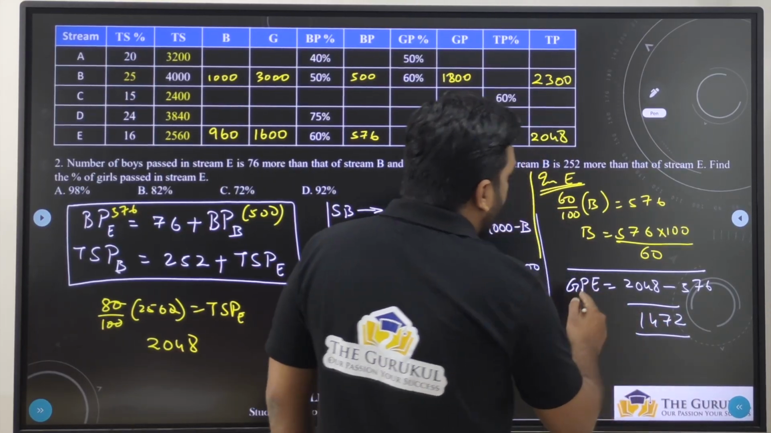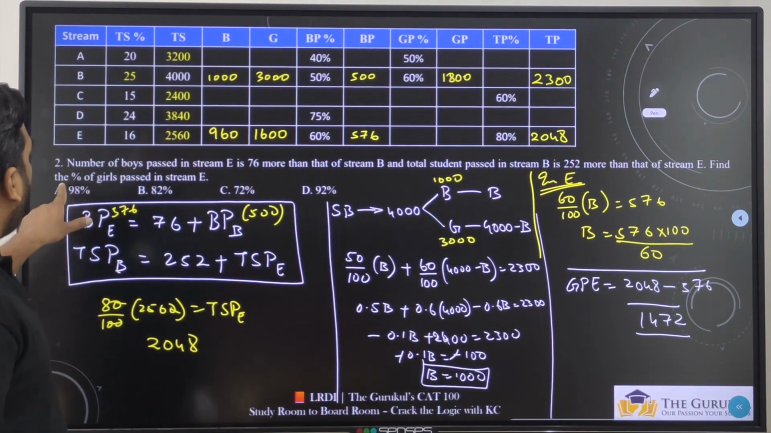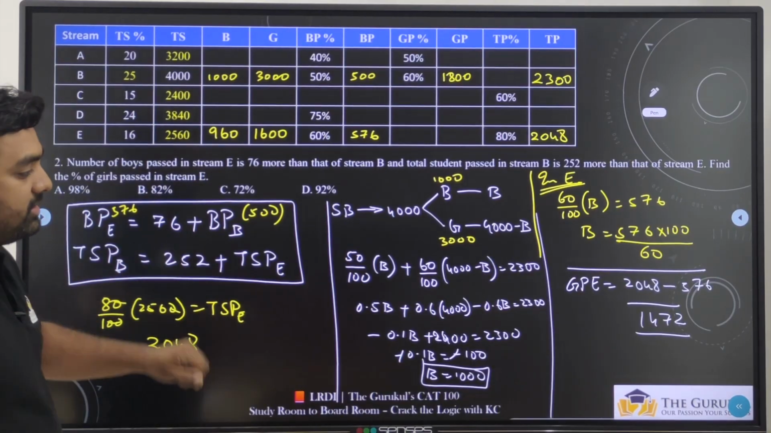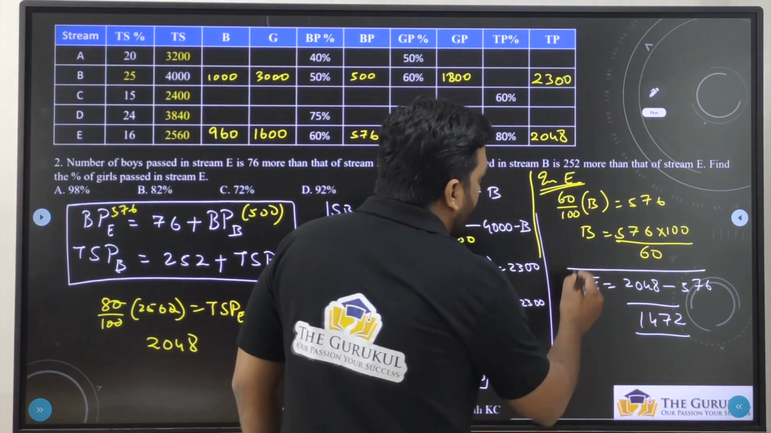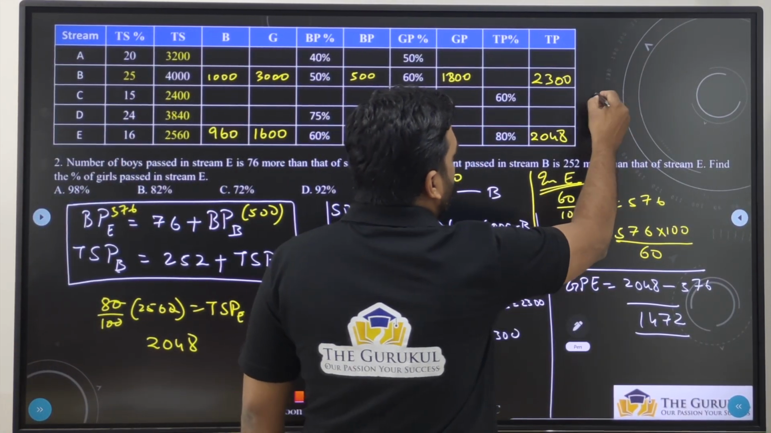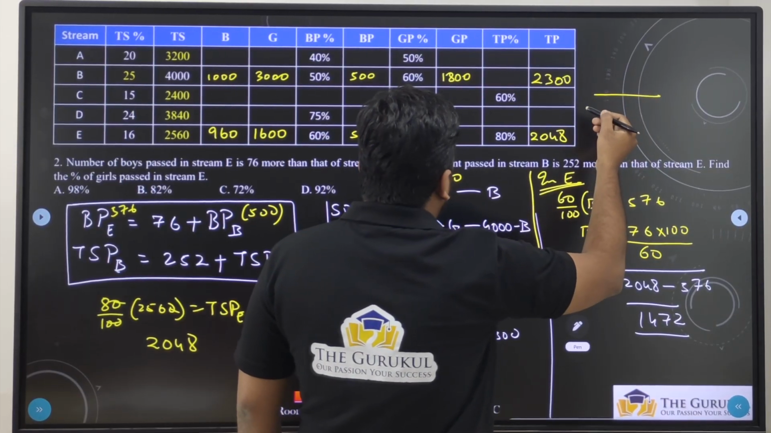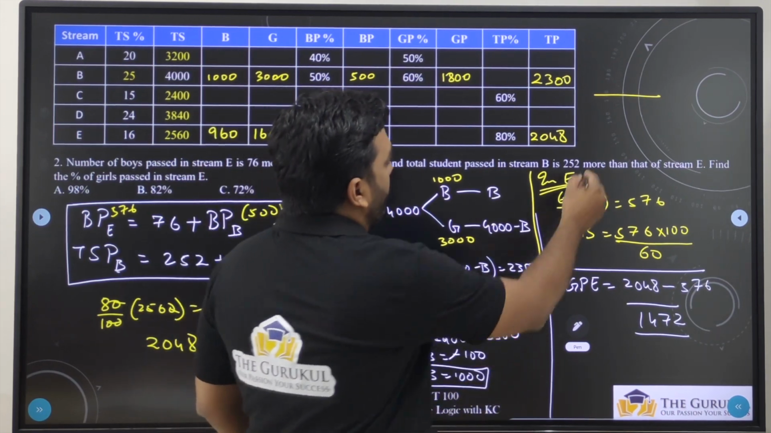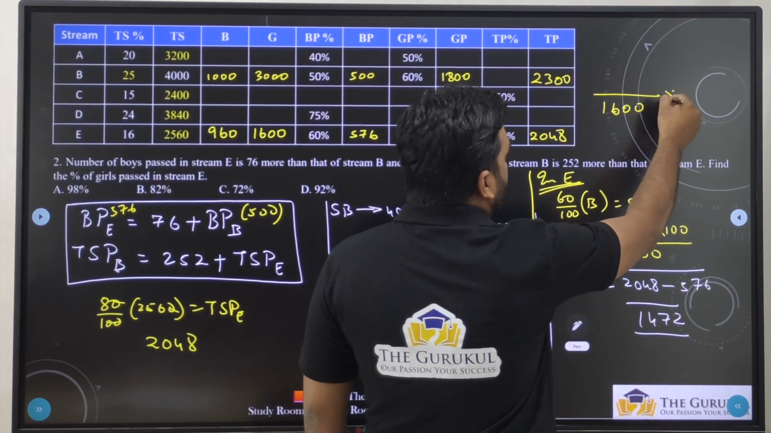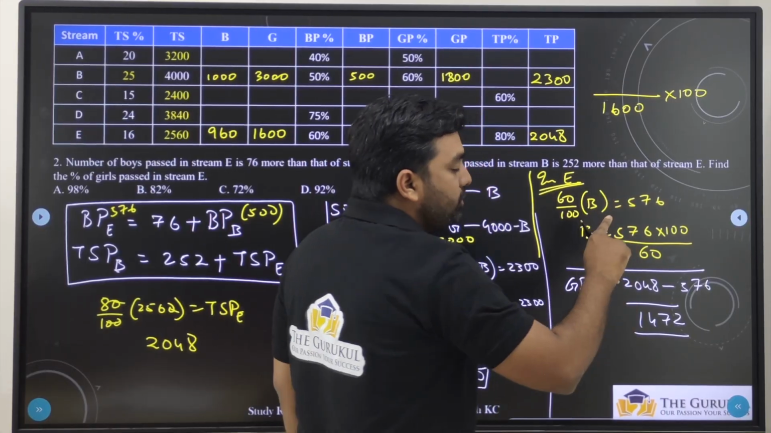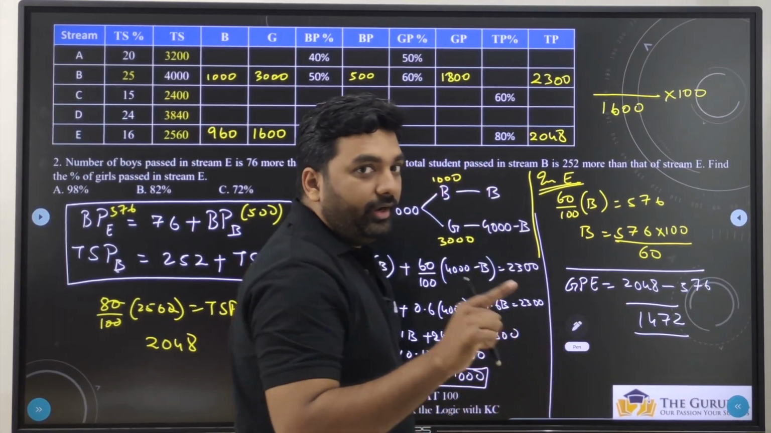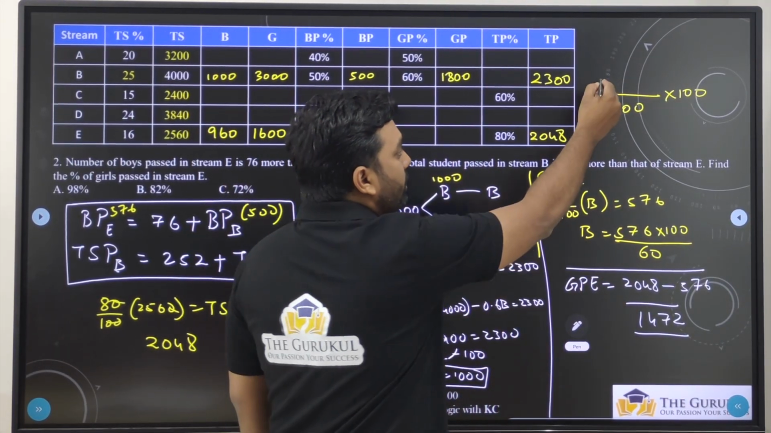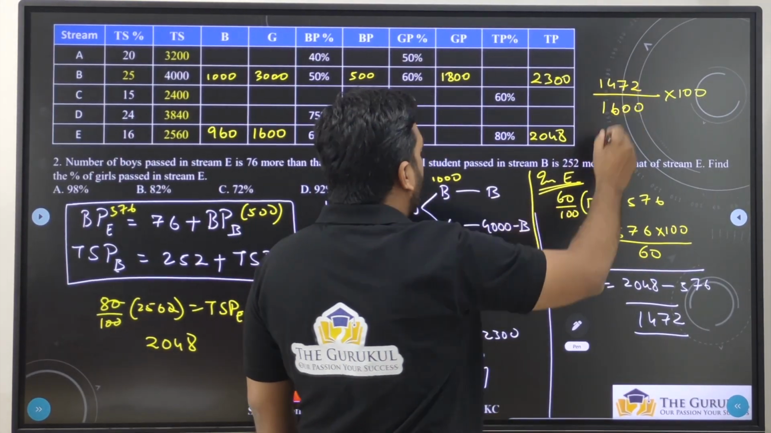Now, what is 1472? The girls who passed. Find the percentage of girls passed in the exam. Percentage of girls will be equal to, if total girls in the stream are 1600, we want percentage multiplied with 100. We want to calculate the girls' passed percentage, which is 1472.